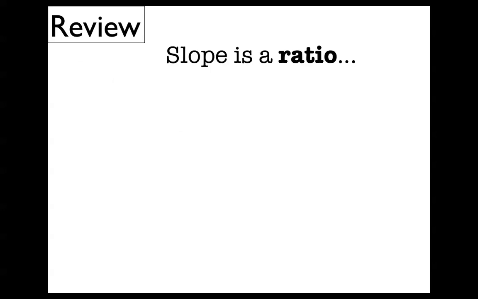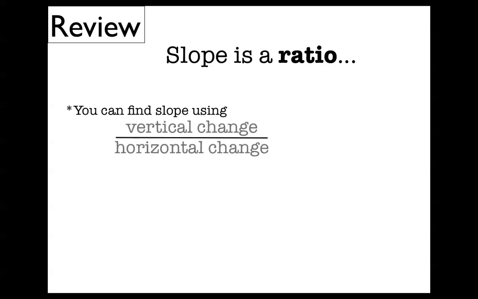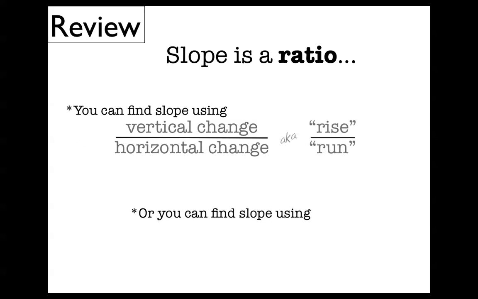All right, to review, slope is a ratio. It's a ratio of what over what? Vertical change over horizontal change. And you can find slope using that vertical change over horizontal change ratio, aka rise over run, or you can find slope using second y minus first y over second x minus first x.